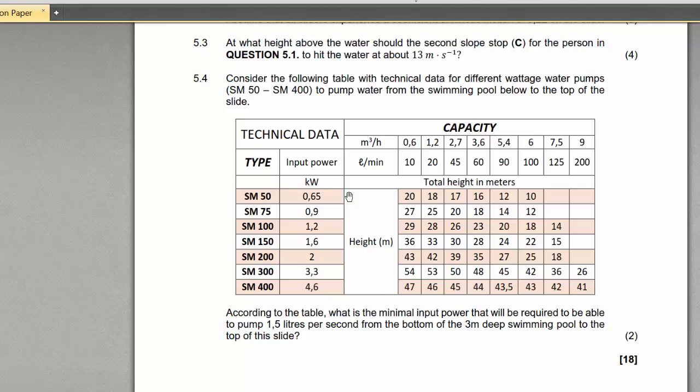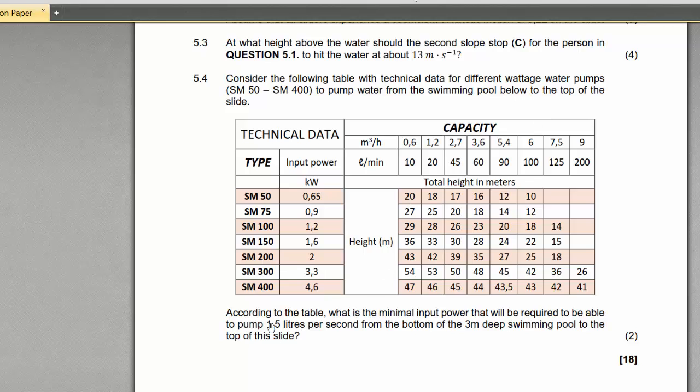So what is this table giving us? Well, it's giving me technical data for water pumps. This is not something that you have to go and study or anything. It's an insight question, or a thinking question, or an evaluation question. We get different wattage water pumps. It's not a calculation question. It's literally reading off the graphs.